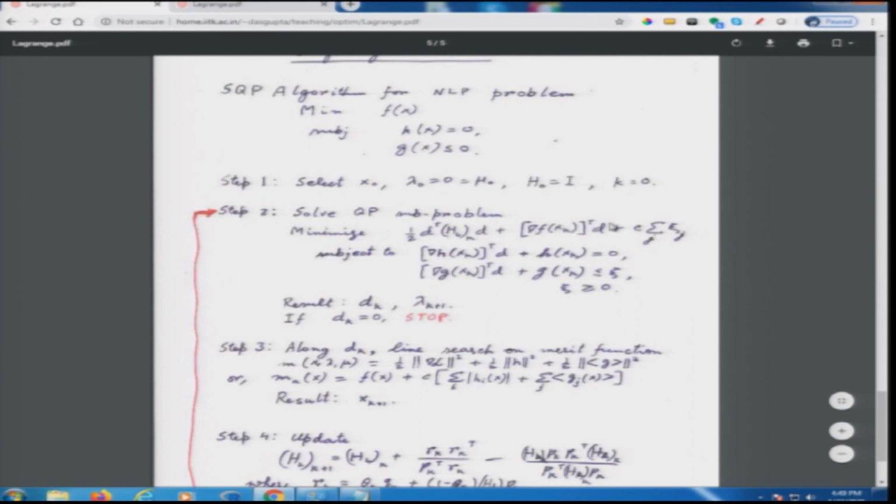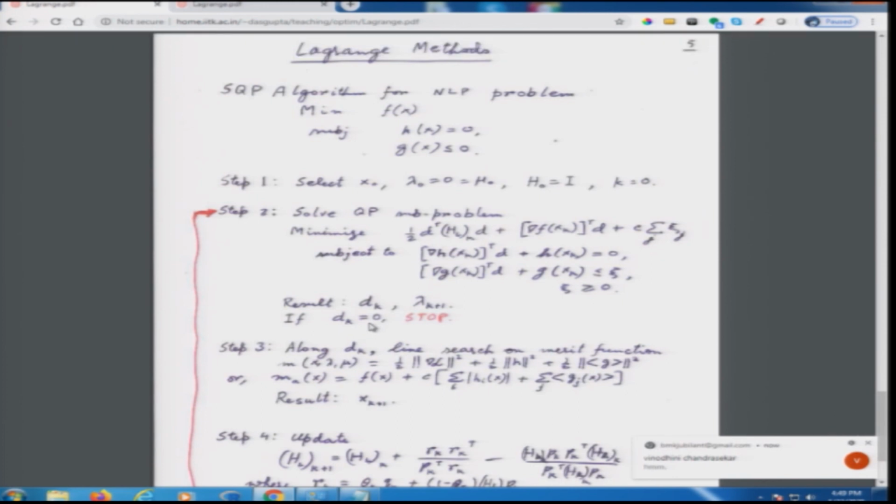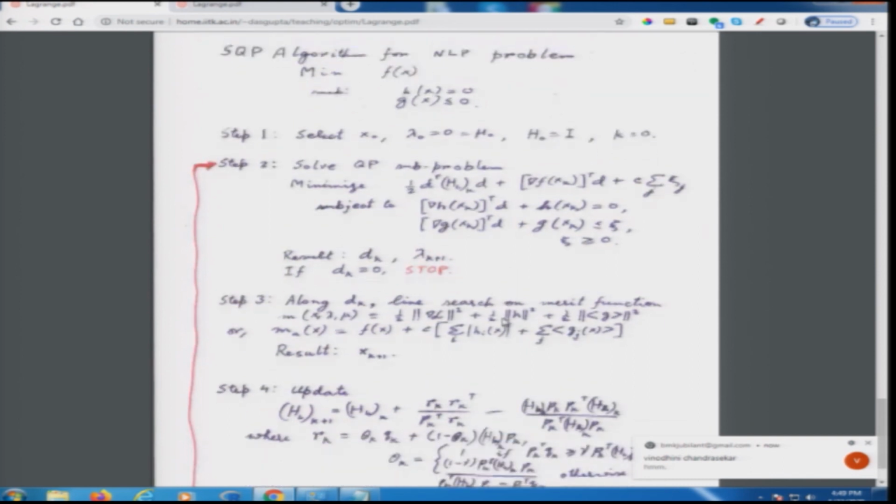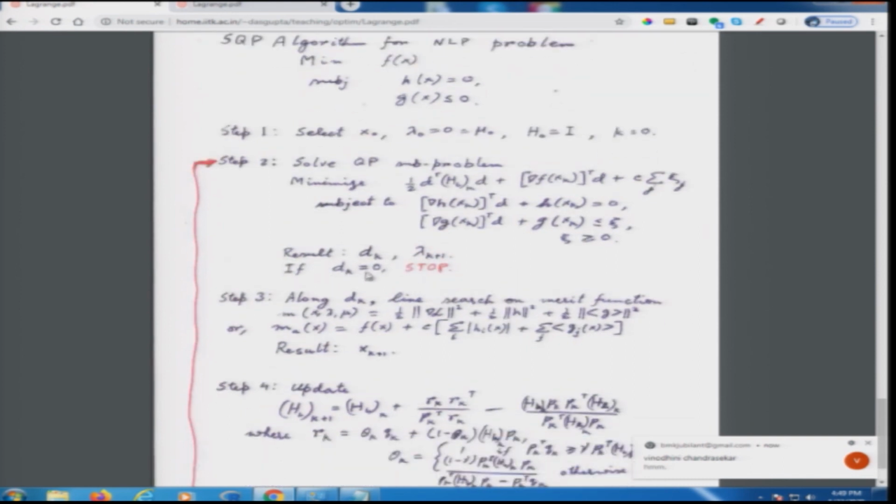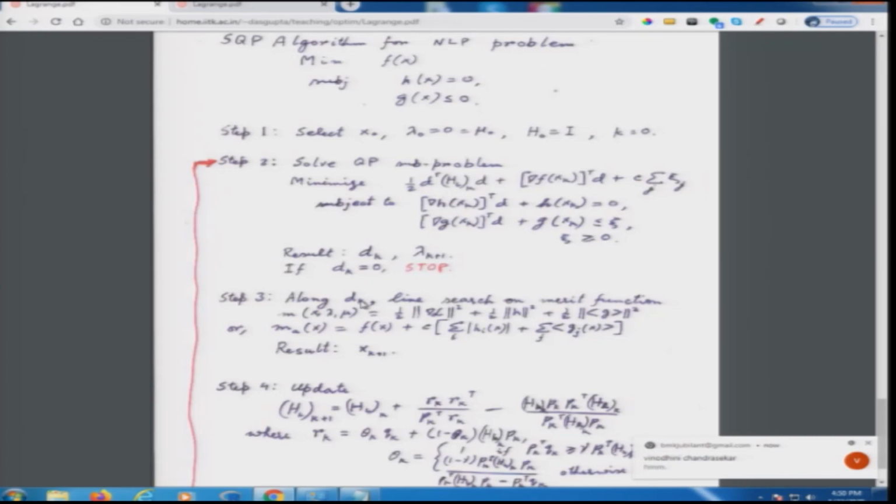Solve this QP subproblem in this iteration, the one that we formulated. From the result, collect dk and lambda k plus 1. If dk is 0, that is, in the iteration in which dk becomes 0, stop. A typical iteration will have dk non-zero, that is, a reasonably large size vector. Of course, you understand that you have to compare not with exactly 0, but with its magnitude being extremely small and such things. So, along dk you conduct a line search on your chosen merit function, say this one or this one, whatever you choose as merit function.